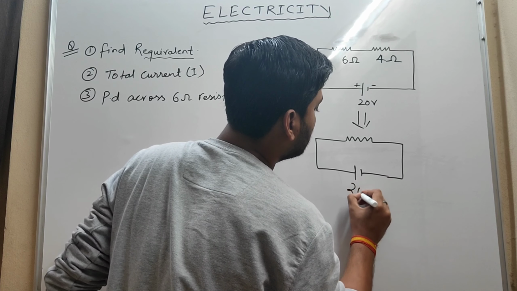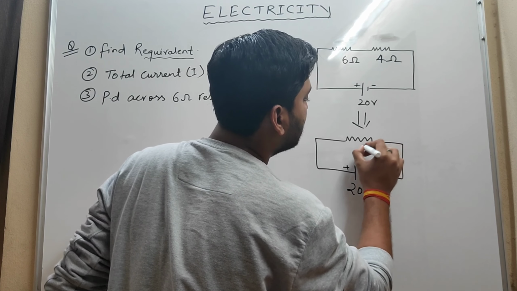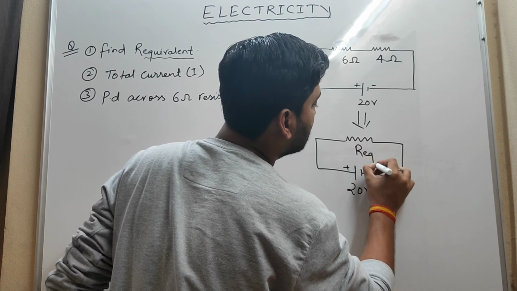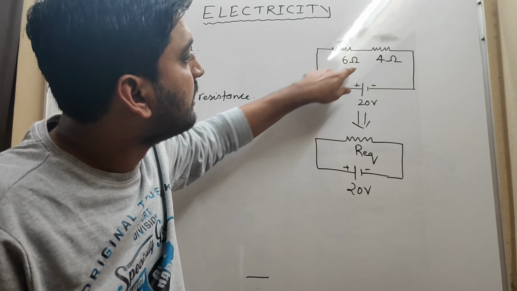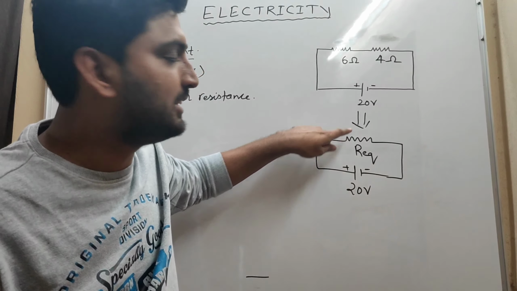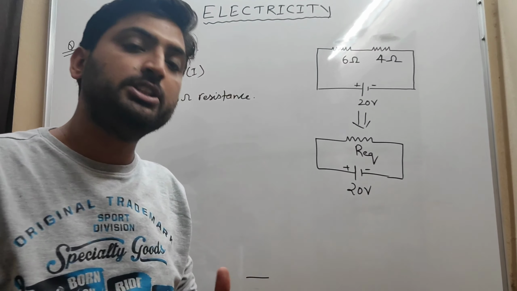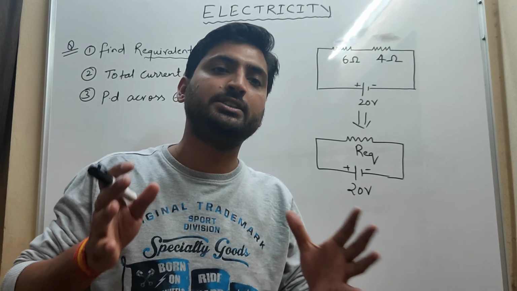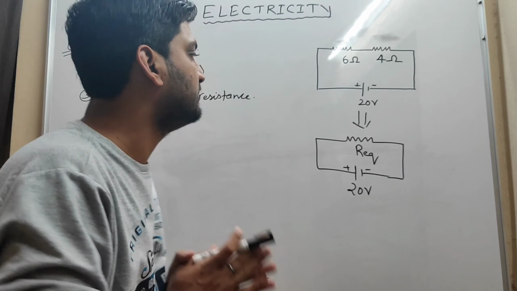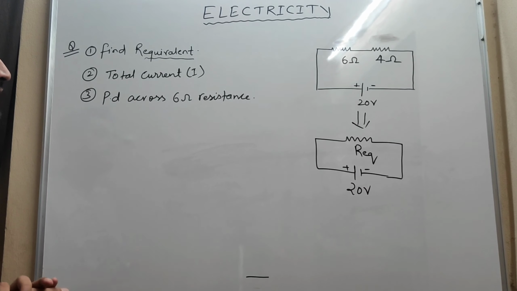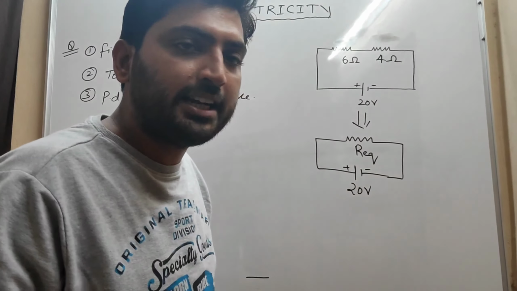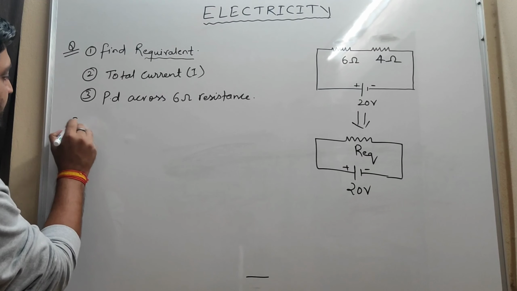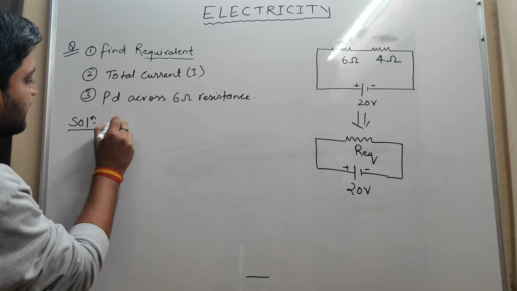This is 20 volts, positive, negative, and this will be your R equivalent. In place of these two resistances, we convert into a single resistance, which is called the equivalent resistance. The total resistance of a circuit is called the equivalent resistance. So we need to find the equivalent resistance. Now I have already discussed that 6 ohm and 4 ohm are connected in series. So we will have the solution like this.